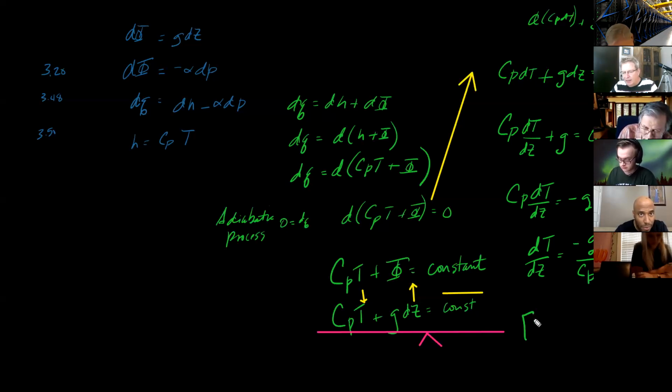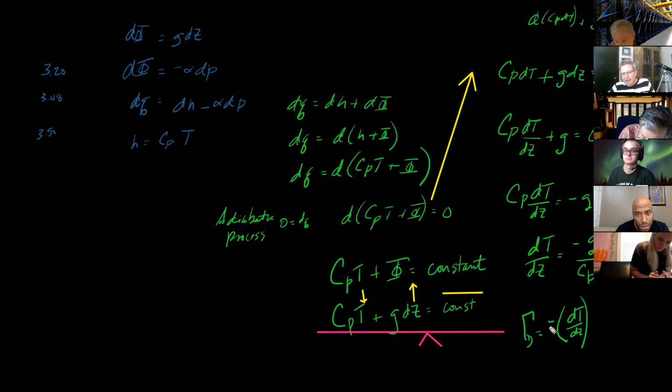but gamma sub d is negative dT/dz, right? Because remember we did this with lapse rates many times. We said that the change in temperature with height, the value inside here is negative, and a negative negative is a positive lapse rate. Must be equal to g over Cp.